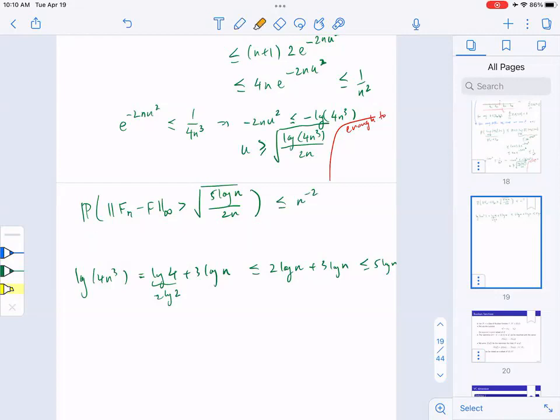This shows that it converges in probability and also converges almost surely if you take that. That gives you the Borel-Cantelli argument.